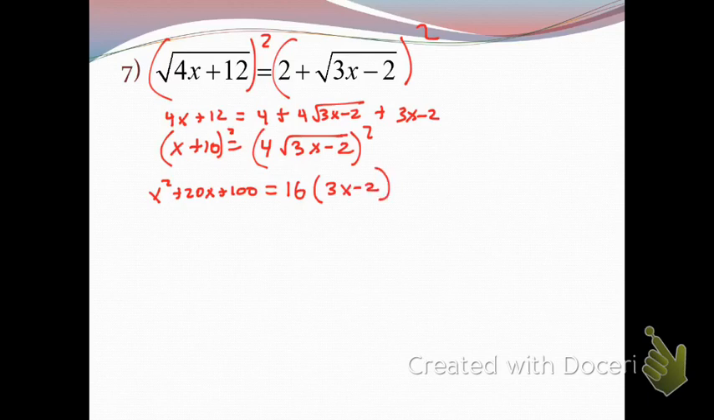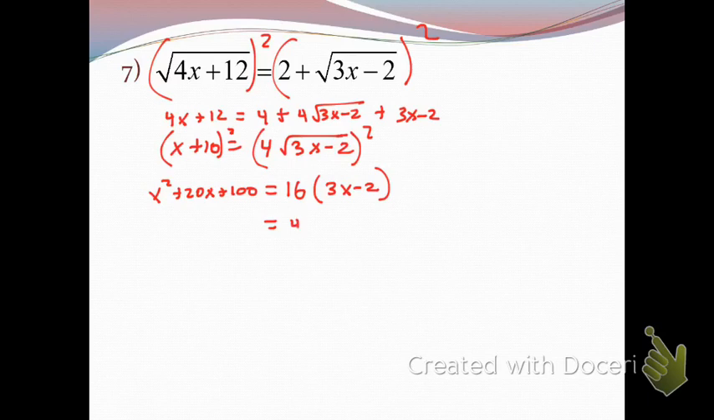I thought, see, Charlie, when I said you don't need to distribute, I thought you were trying to do this in your head. You can't distribute through the radical. 4 squared, 16. The square root of 3x minus 2 squared is 3x minus 2. Does everybody see what I did there? Now go ahead and distribute the 16 through.